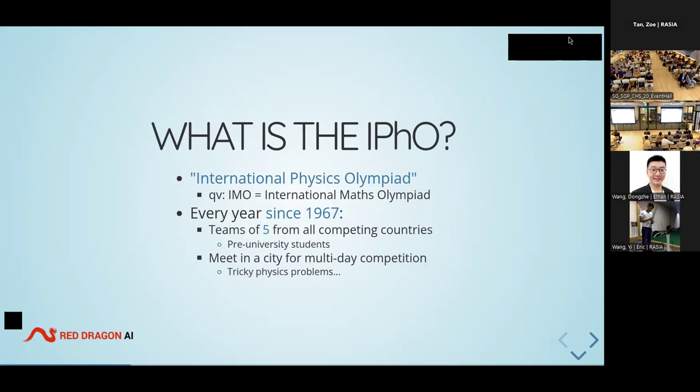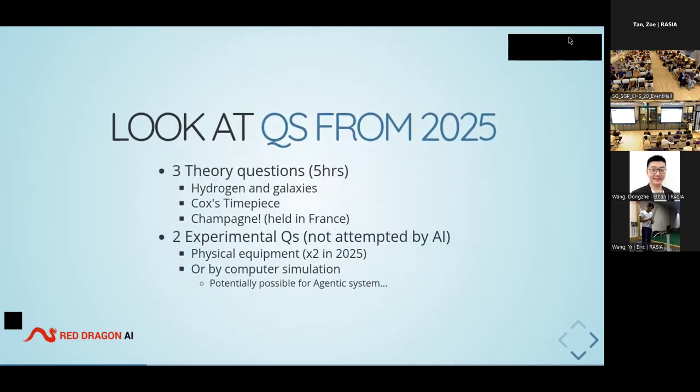Singapore will have a team, the US will have a team, the UK will have a team. And this is all pre-university students, so the syllabus is A-level physics. It's things like lenses and gravity and all the things you might do. It's not quantum mechanics, for instance. Basically, there's a kind of rotating city where they all meet up and do this competition with tricky physics problems.